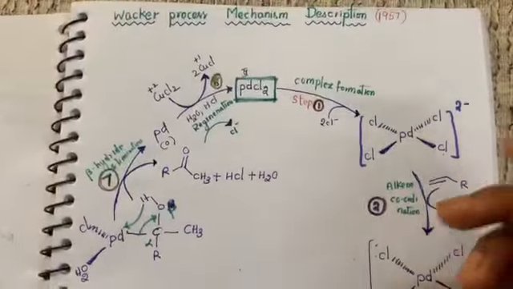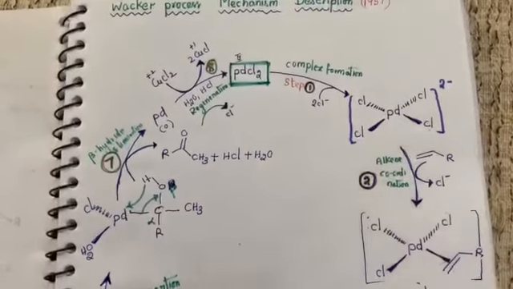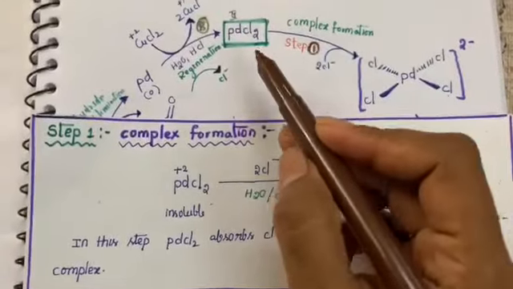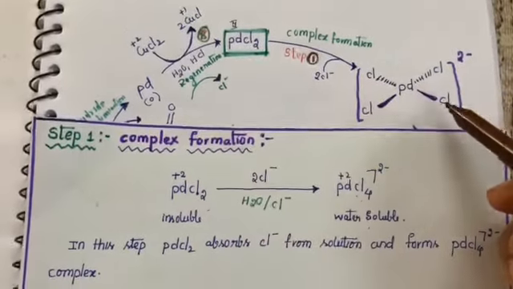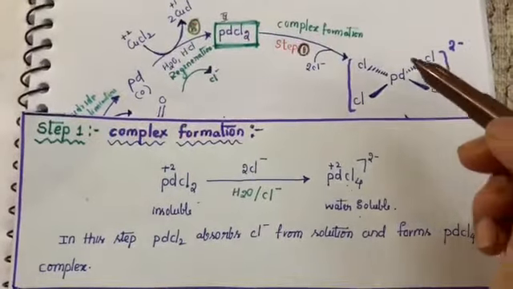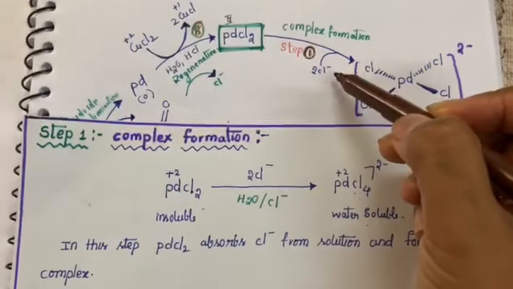So here we can see the entire Wacker process reaction mechanism step by step. Let's see the first step. The first step involves the complex formation. You can see here the palladium dichloride converts to palladium tetrachloride. The main driving force for this step is that as we are taking acidic water, it provides a lot of Cl minus in the solution.